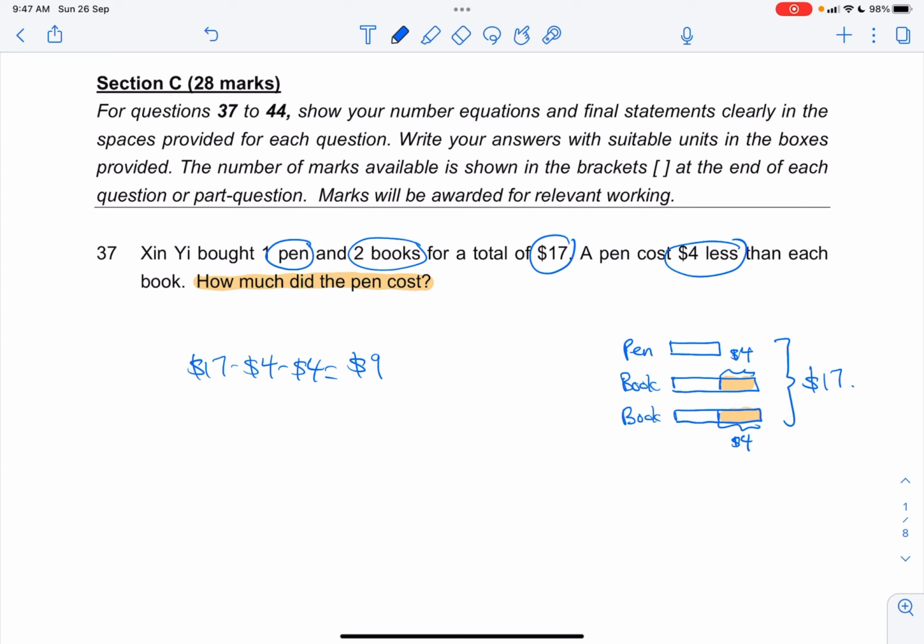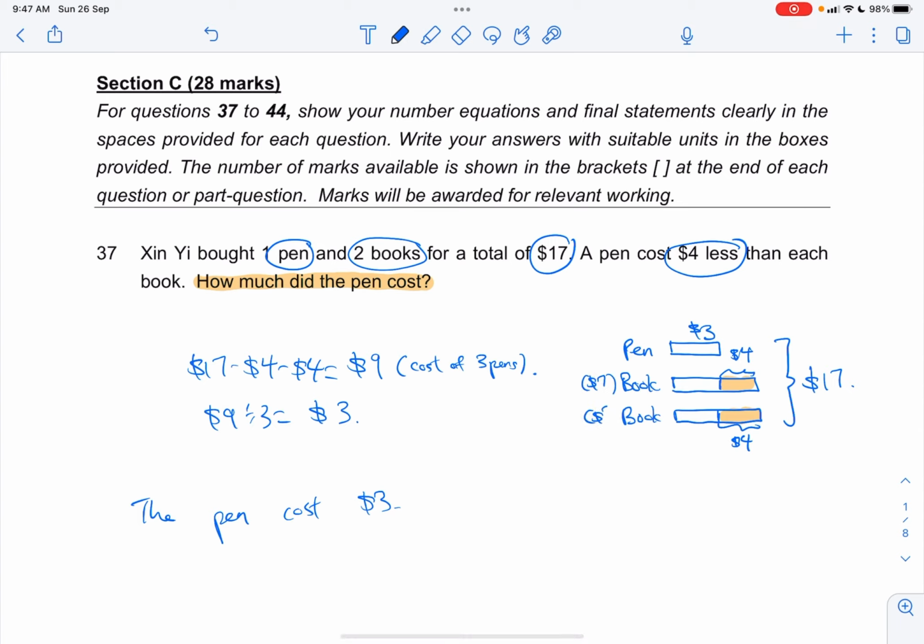This is the cost of 3 pens. And so 1 pen will be $9 divided by 3 will give me $3. Okay. So the pen costs $3. So how can we check our work? So if the pen costs $3, the book would cost $7 and $7. And 7 plus 7 plus 3 will give us $17. So it all makes sense.